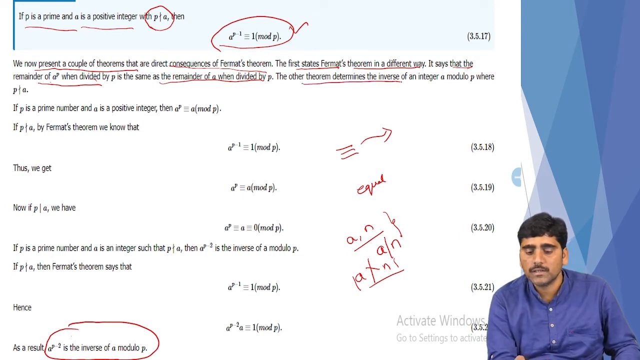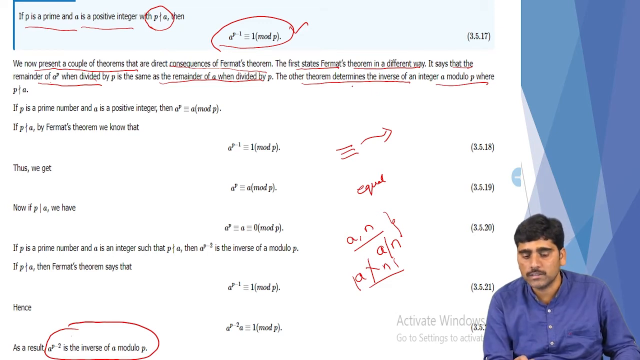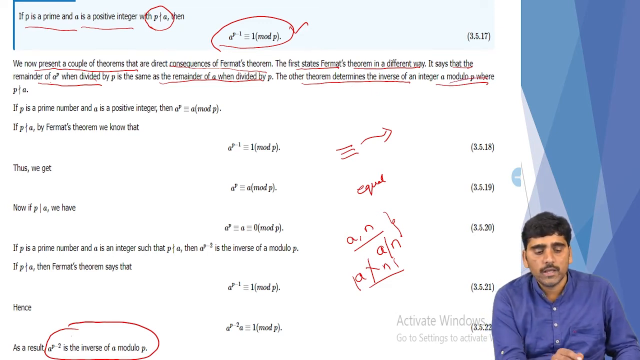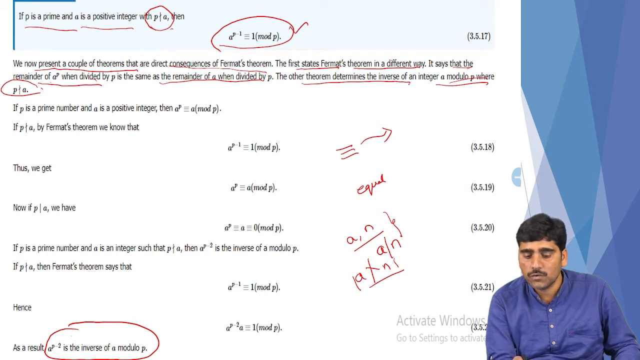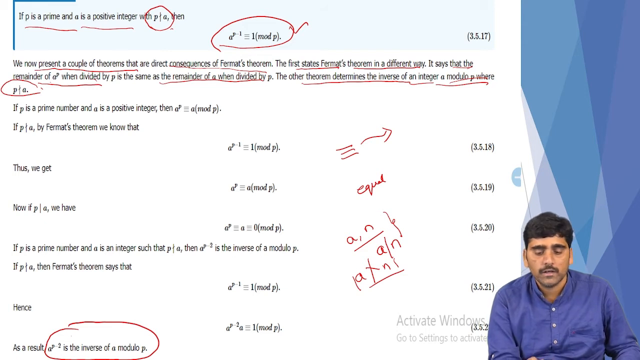The other theorem determines the inverse of an integer a modulo p. So one is the straightforward statement, and the second one is the inverse of that integer a modulo p, where p does not divide a. So we have to state the two forms: one is that a^p when divided by p gives the same remainder as a when divided by p, and the other states the inverse of an integer a modulo p where p does not divide a. These are the two ways you state this theorem.